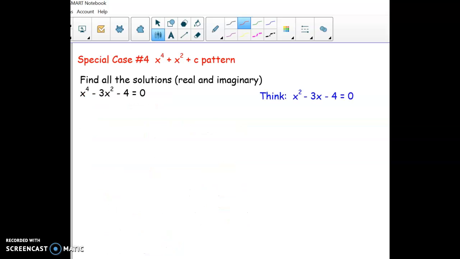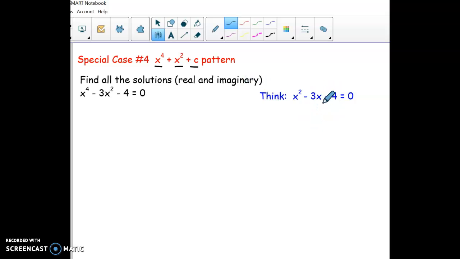Okay, so next case is special case number 4, and I don't really know what to call this thing, but the way you'll recognize it is it'll have 3 terms, and it'll go x to the 4th, x squared, and constant.